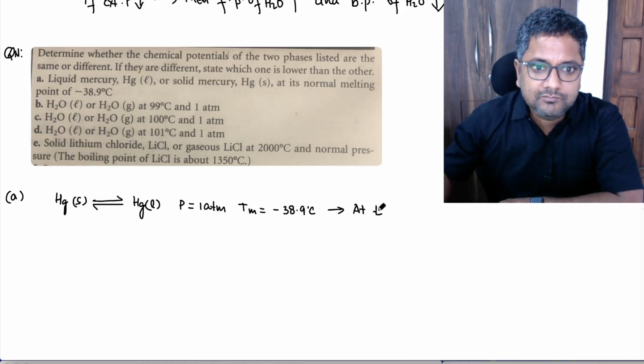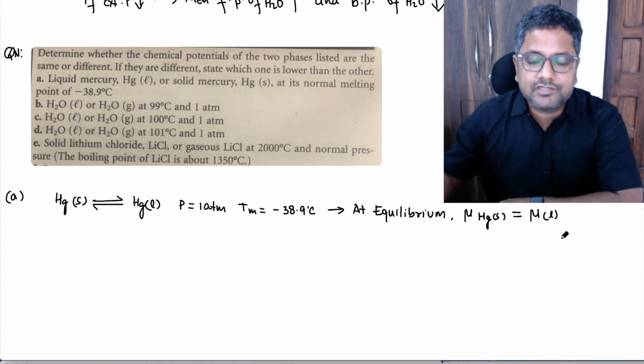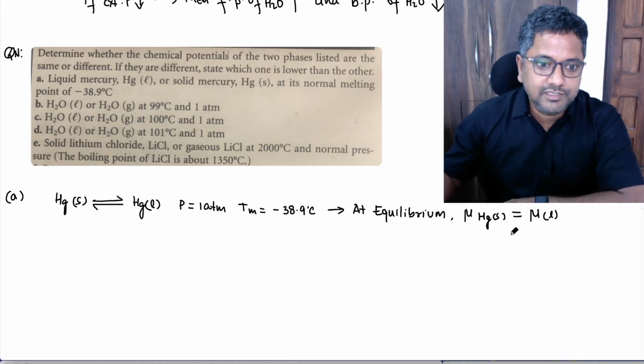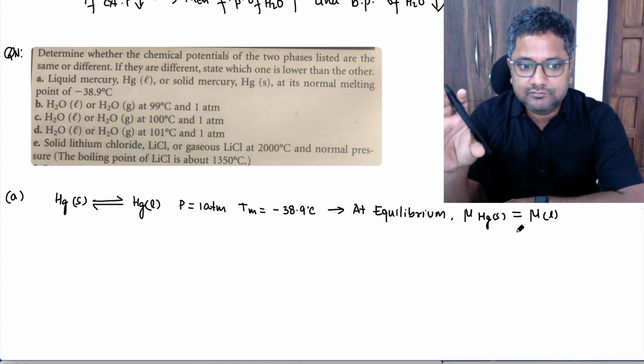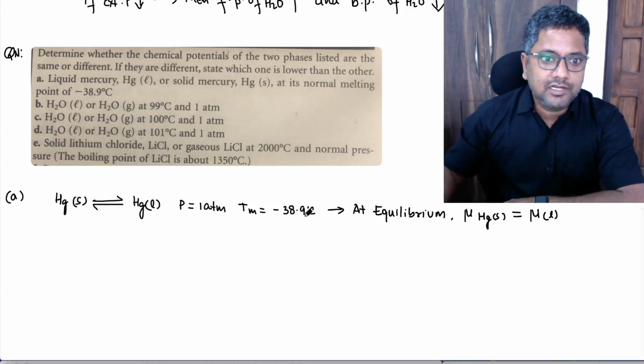At equilibrium, therefore mu of mercury solid is equal to mu of mercury liquid, which means the chemical potential is equal for both, right? It means the Gibbs energy per mole is equal, not the Gibbs energy of the whole system, the Gibbs energy per mole is equal. Okay, hopefully all of you are clear.